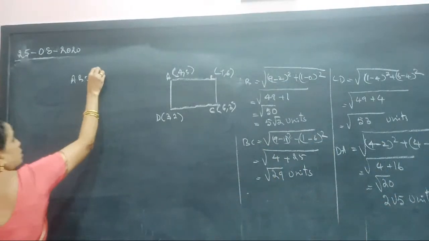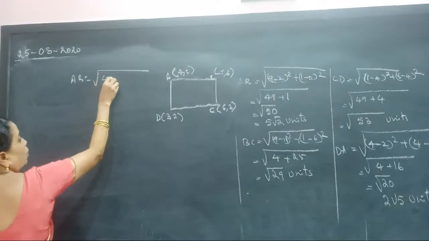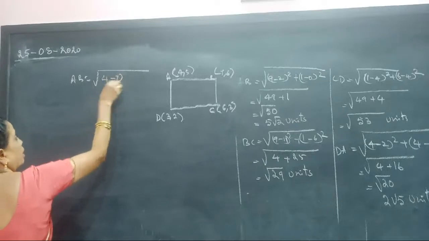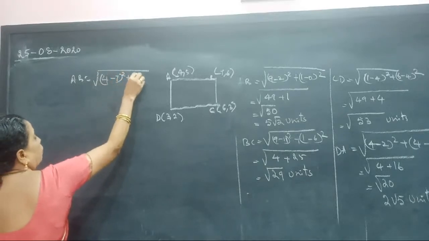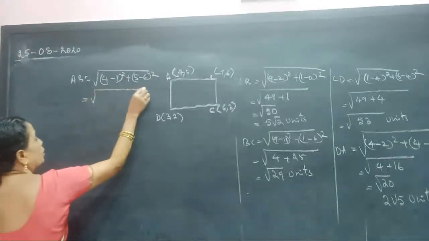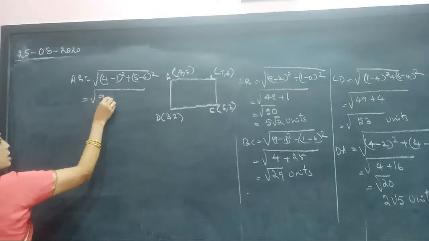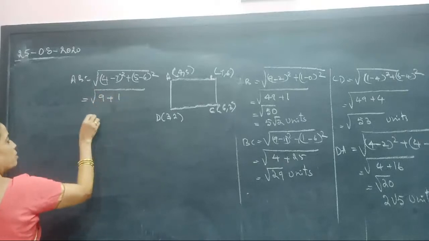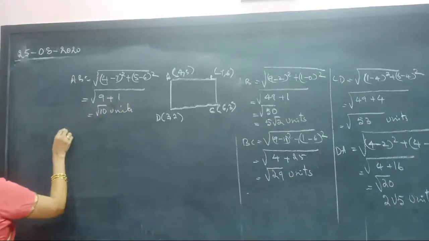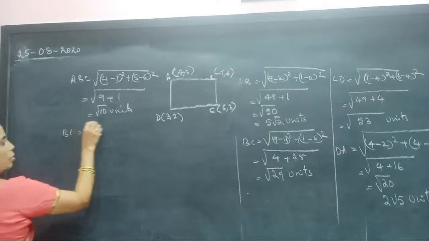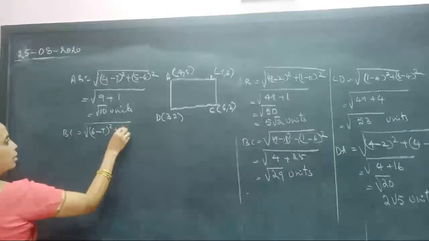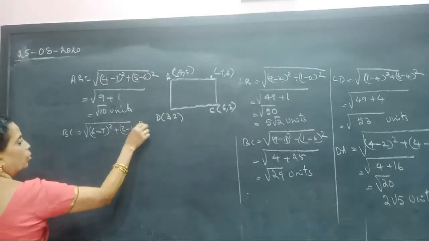AB equals root of (4 minus 7) whole square plus (5 minus 6) whole square. It is root of minus 3 square is 9, minus 1 square is 1, root 10 units. Calculate BC. Root of (6 minus 7) whole square plus (3 minus 6) whole square.